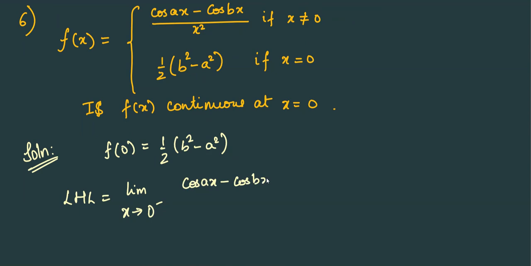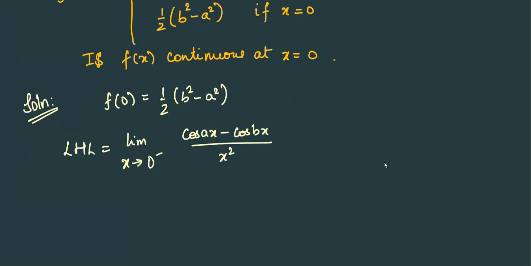So what would be the value of this? How will you find cos ax minus cos bx? This is the cos a minus cos b formula. What is cos a minus cos b? Minus 2 sin (a plus b by 2) into sin (a minus b by 2). Very good, you got it.